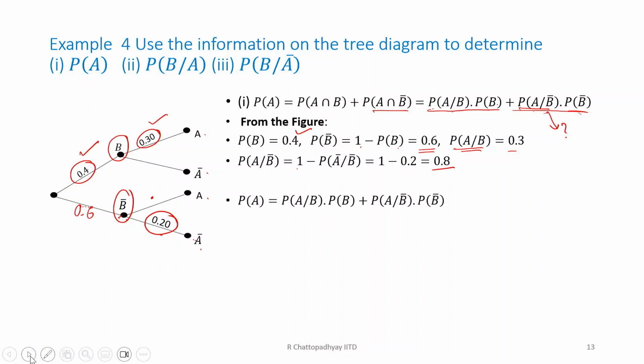Once we have this, now I can easily calculate my P(A). Use the same formula and substitute the values of P(A given B) P(B) plus P(A given B bar) P(B bar): 0.3 into 0.4 plus 0.8 into 0.6. And that gives you a figure 0.12 plus 0.48, that is 0.60. So probability of A is going to be 0.6.